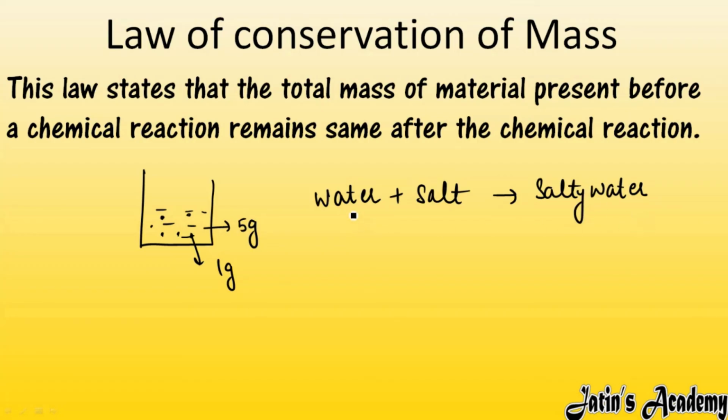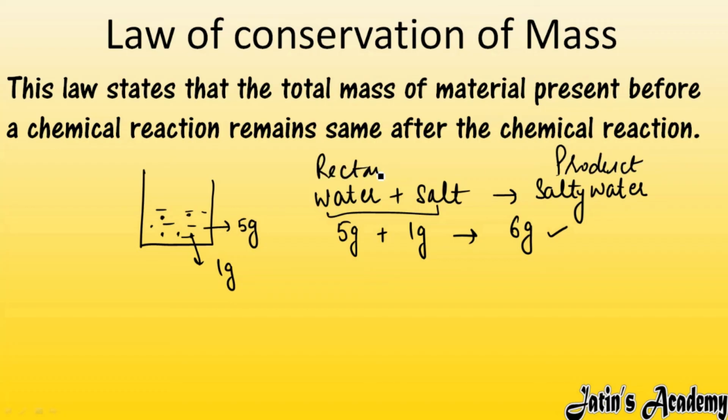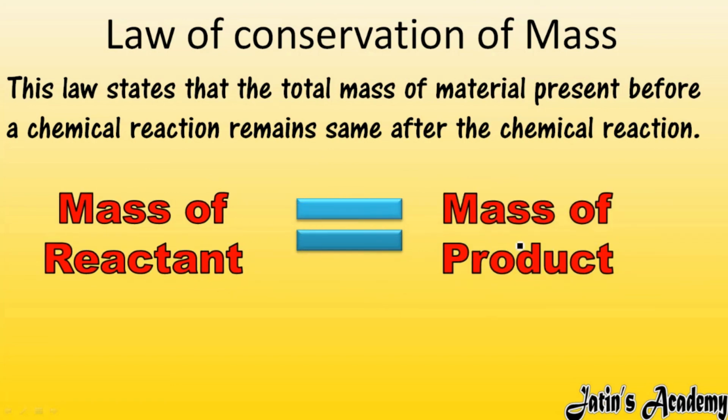Here, the water mass is 5 gram and the salt mass is 1 gram, and after the mixing, when you weigh the mass of this salty water, you will observe that it is 6 gram, which proves that the mass of the reactants is equal to the mass of the product. Whatever we take before the reaction or mixing is known as reactants, and the new thing we get after mixing is known as the product. So you can see that the mass of reactants, 5 gram plus 1 gram, is 6 gram, equal to the mass of the product. This is the law of conservation of mass, which states that the total mass of the reactants is equal to the total mass of the products.